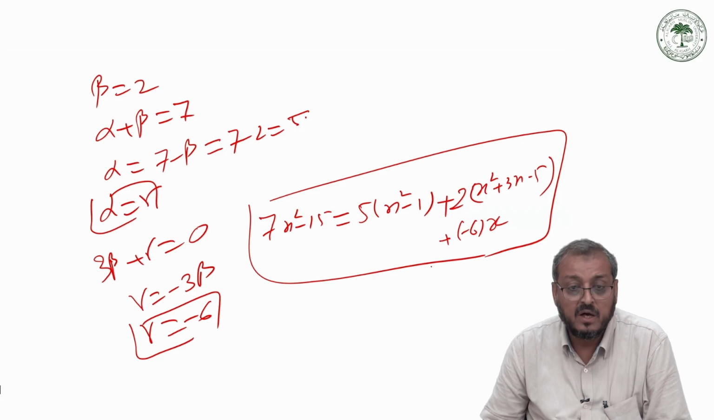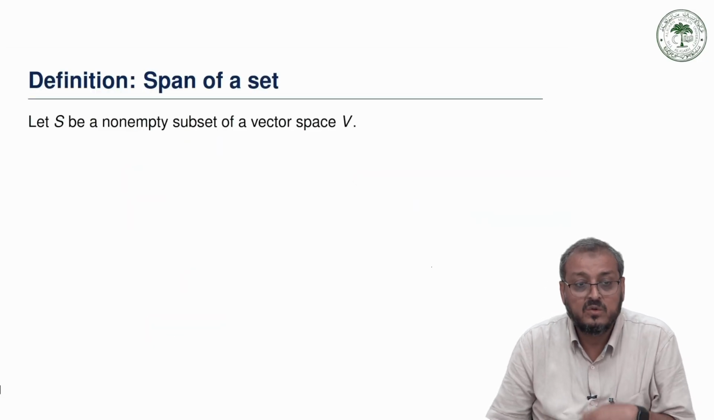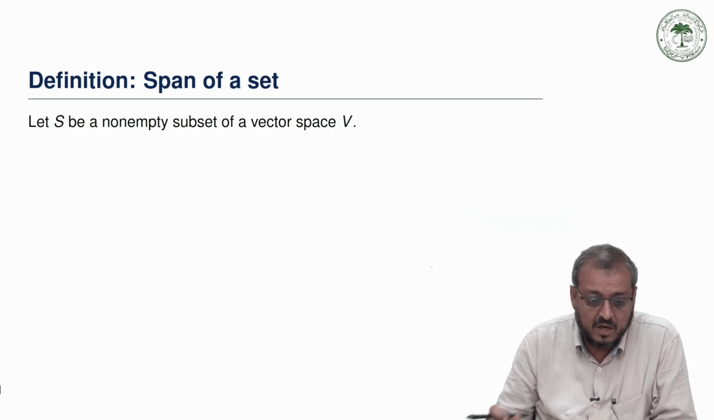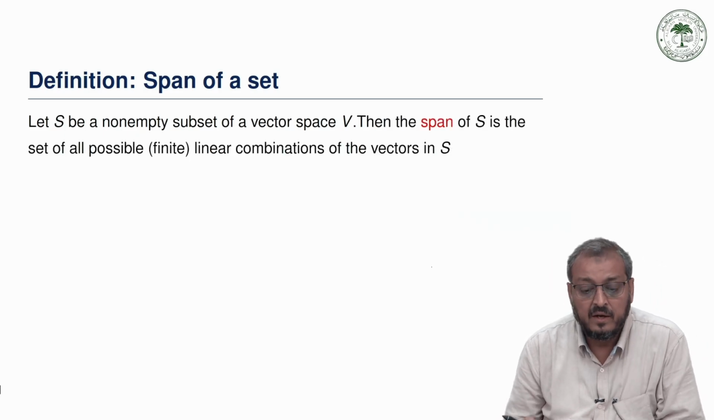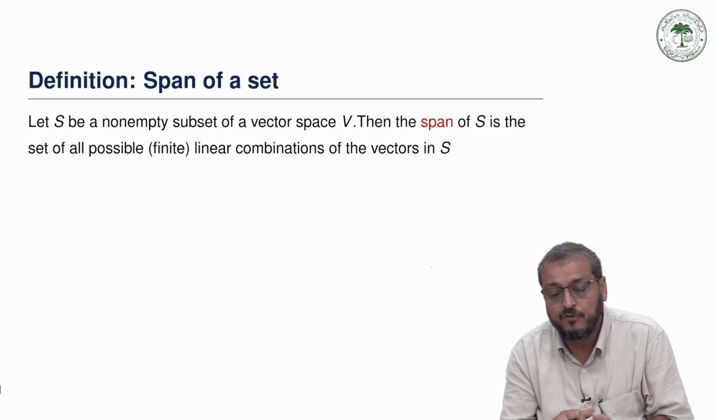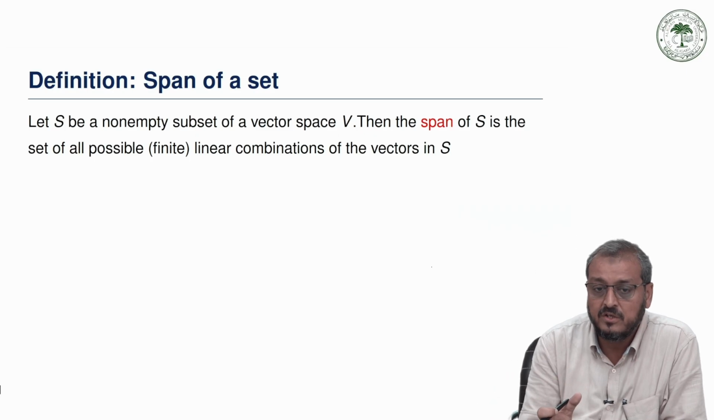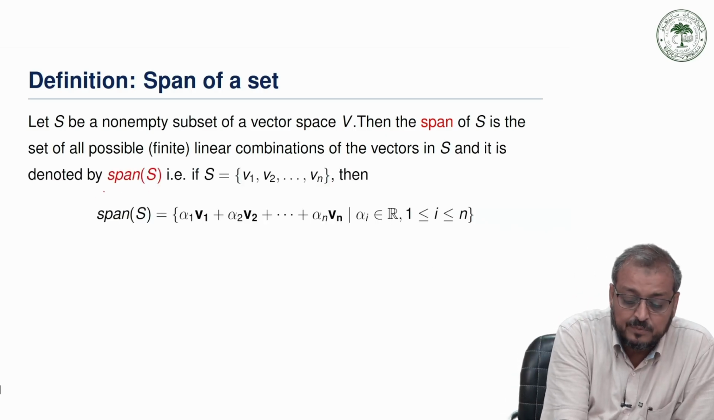Okay, so now we move to the span. Span is defined as follows: let S be a non-empty subset of a vector space V, and the span of this set S is the set of all possible linear combinations of the vectors in S, denoted by span of S.